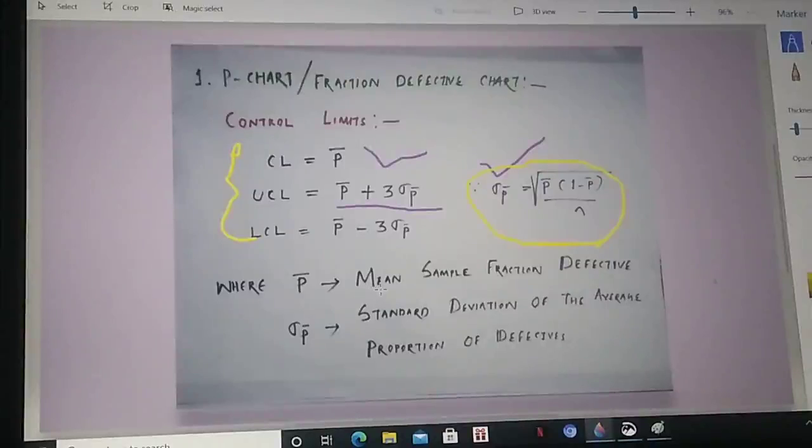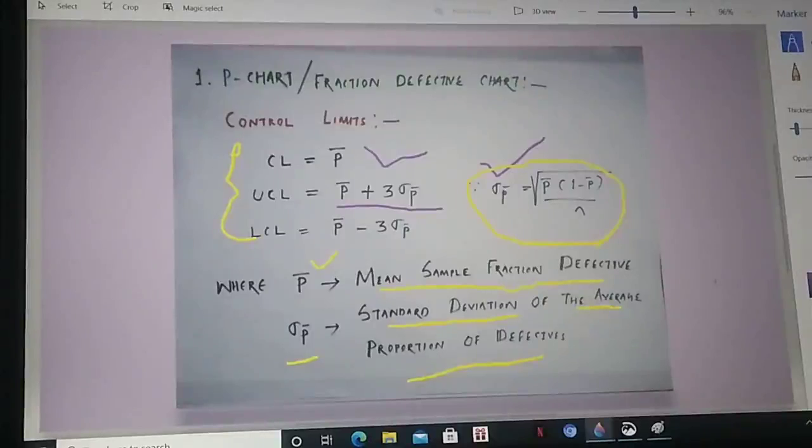So what is P bar? P bar is nothing but the mean sample fraction defective. In the next slide, we are going to see how to calculate this P bar. Now sigma P bar is the standard deviation of the average proportion of defective. So what does standard deviation mean? Standard deviation is a measure of the dispersion or spread of a set of data from its mean value. It measures the absolute variability of a distribution, and the higher the dispersion or the spread, the greater is the standard deviation. If there is a higher value of dispersion, then there is a higher value of standard deviation, and it is depicted by the normal distribution curve we have discussed previously.